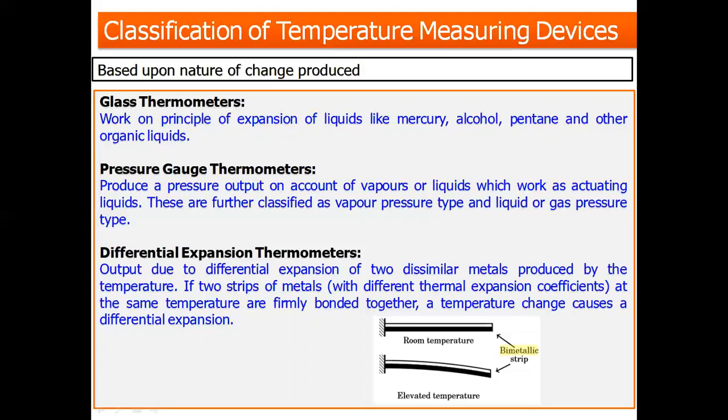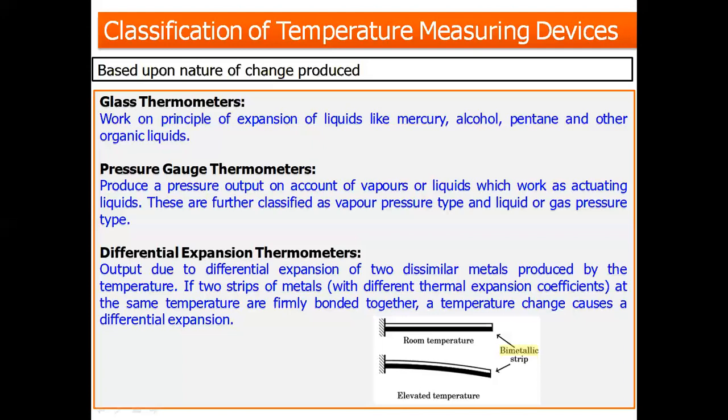In the earlier one, we were just seeing how much the mercury has expanded in that column. We were calibrating that height of expansion with the temperature. But over here, the expanding liquid or the expanding vapors, with the change in temperature, exert some pressure on a surface, and that pressure is measured. So the calibration is done in terms of change in temperature and pressure. Then we can have differential expansion thermometers.